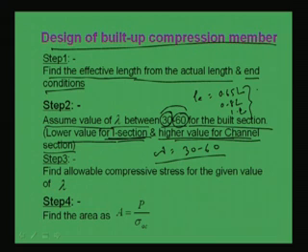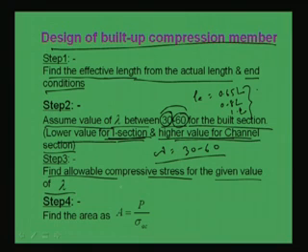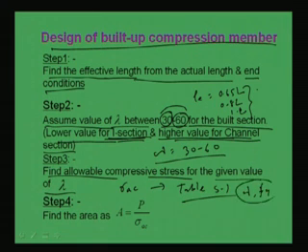Then what we will do? Then we can find out the allowable compressive stress for the given value of lambda, right. For the assumed value of lambda, we can find out the allowable compressive stress, that is sigma AC, from table 5.1, where from lambda and Fy we can find out the sigma AC value. After that, we can find out the area required, that is the load by allowable compressive stress, P by sigma AC. The required area can be found out in this way.